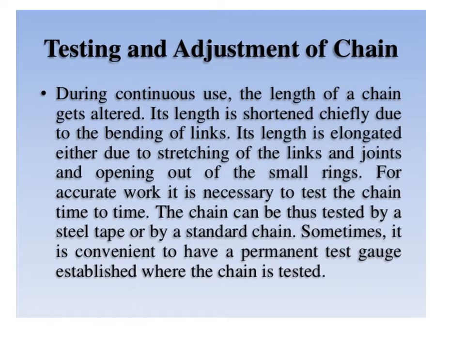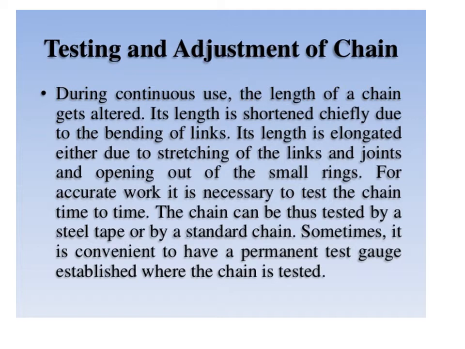This slide refers to testing and adjustment of chain. During continuous use, the length of chain gets altered. Its length is shortened, chiefly due to bending of links. Its length is elongated either due to stretching of the links and joints and opening out of small rings. For accuracy, it is necessary to test the chain time to time. The chain can thus be tested by steel tape or by a standard chain.